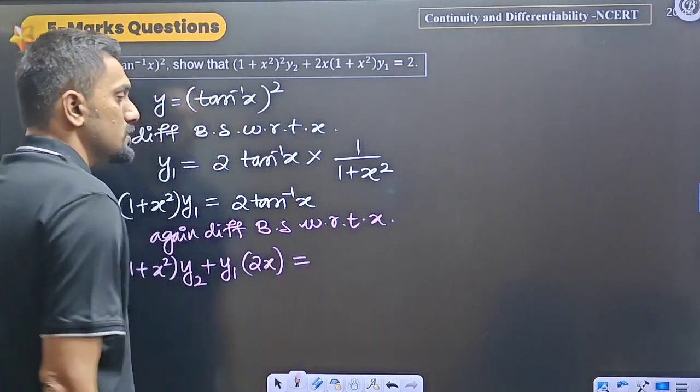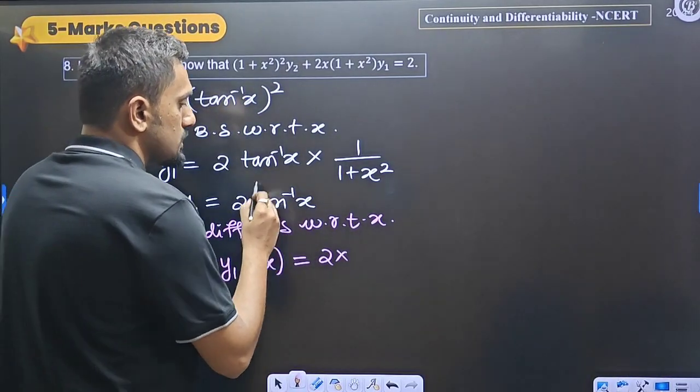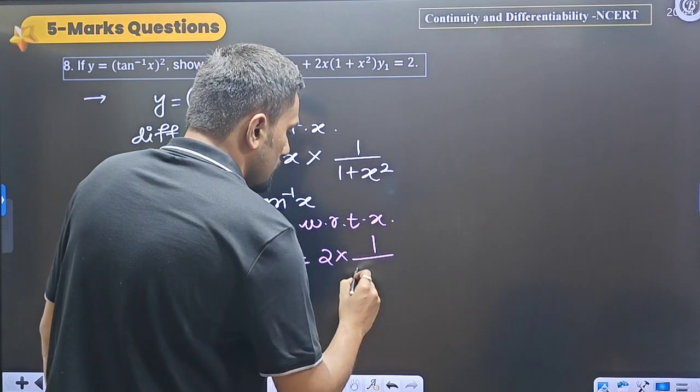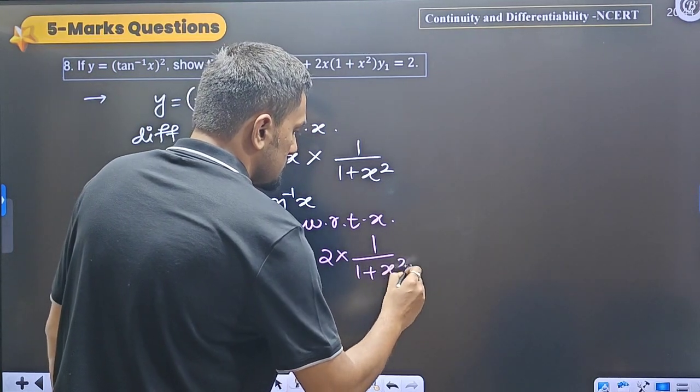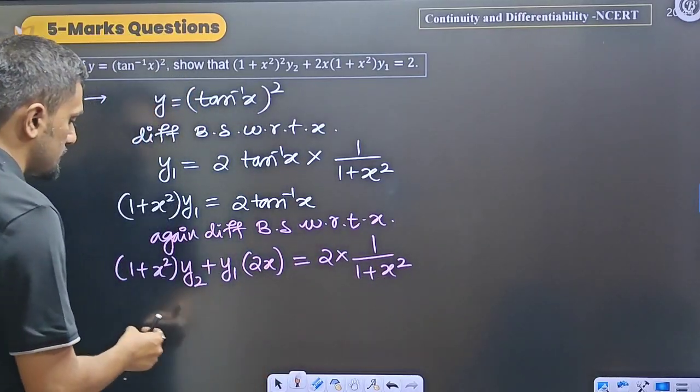That is equals to 2 into derivative of tan inverse x, it is a standard derivative, 1 divided by 1 plus x square. See, bring that 1 plus x square to left side.